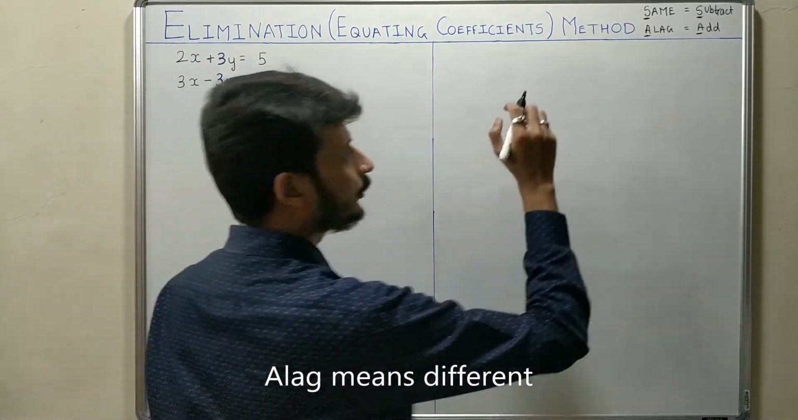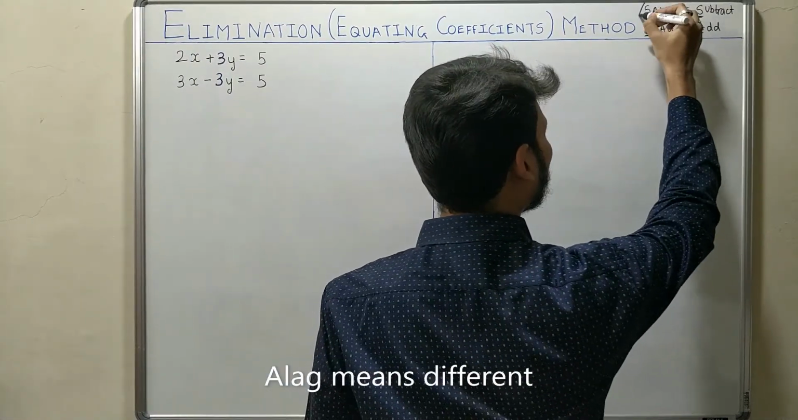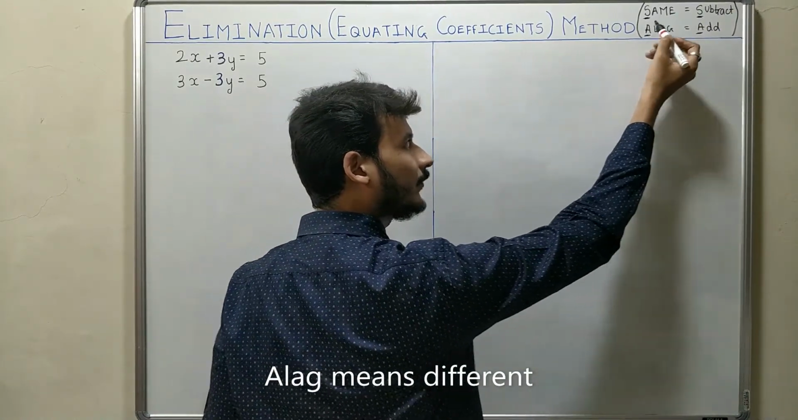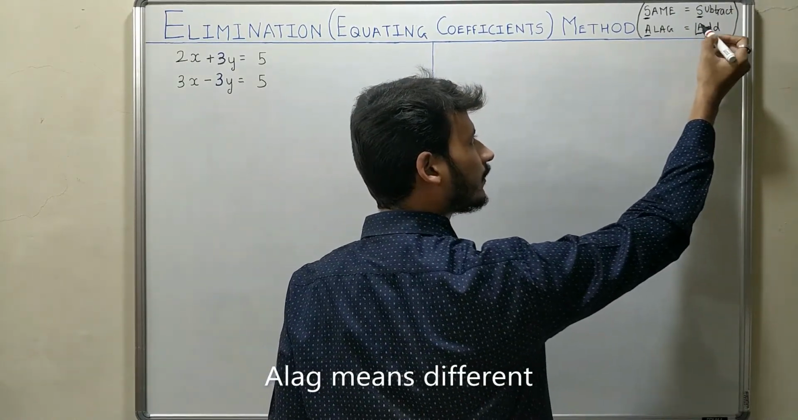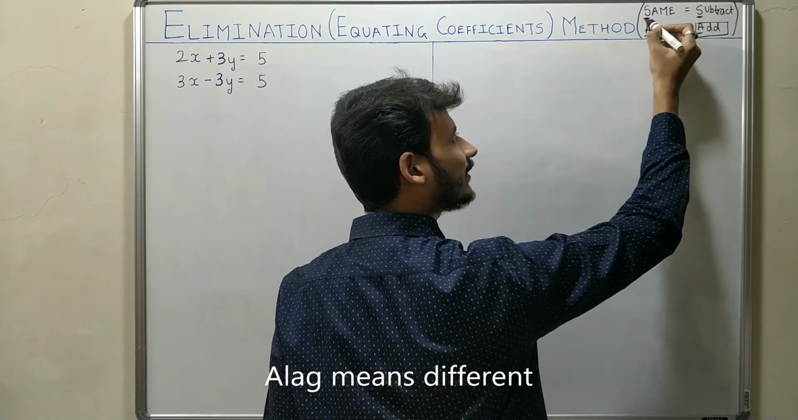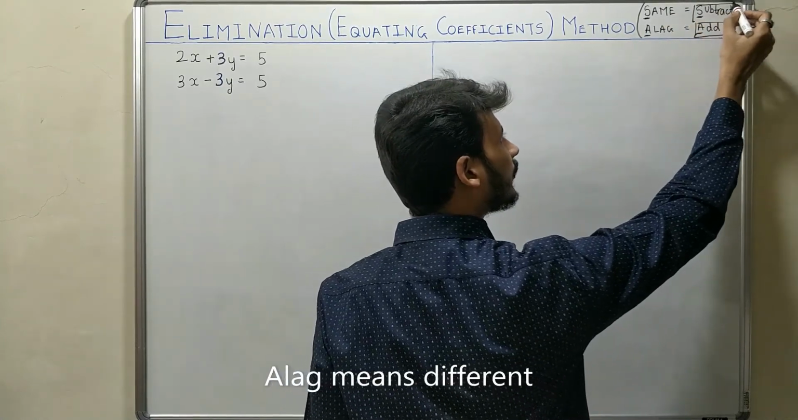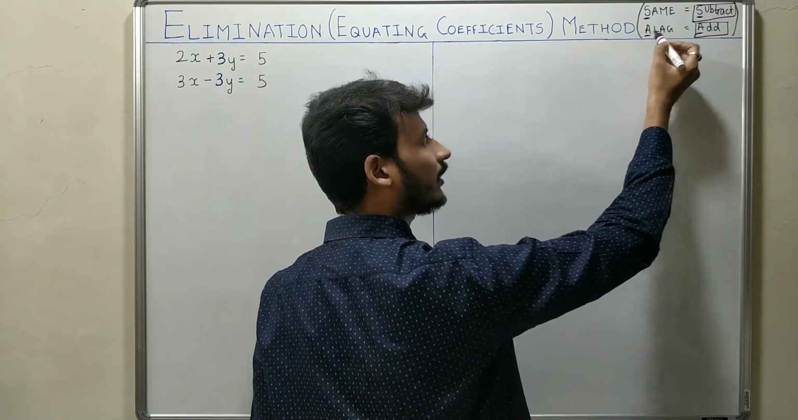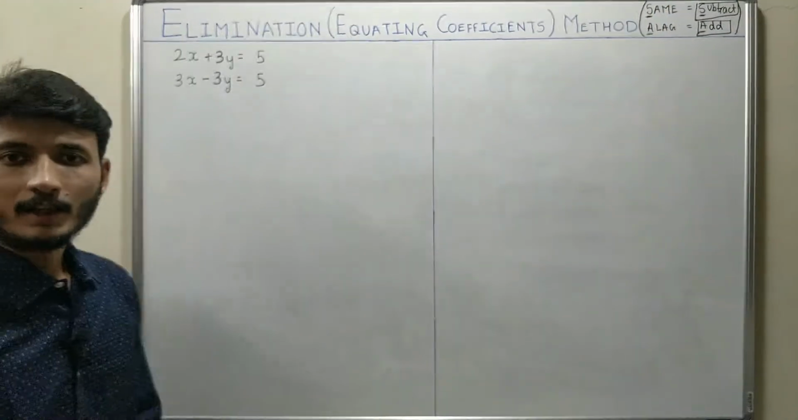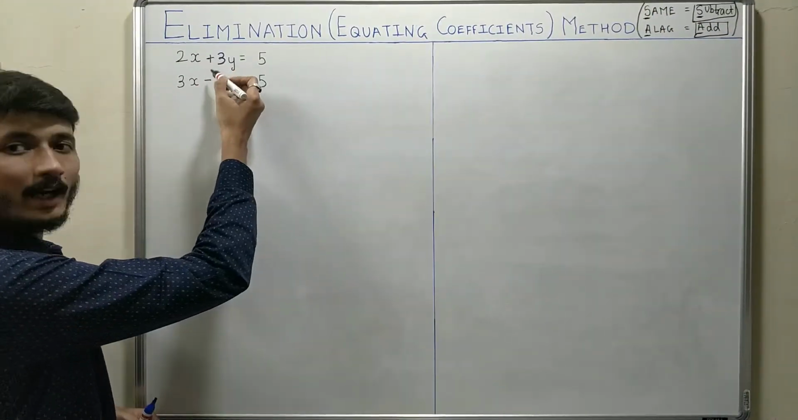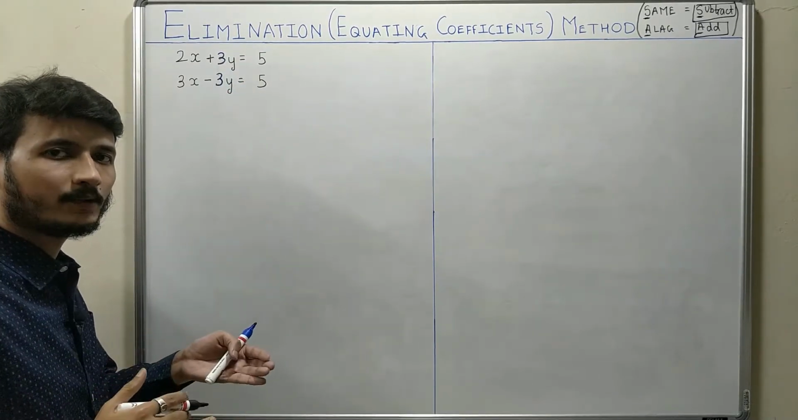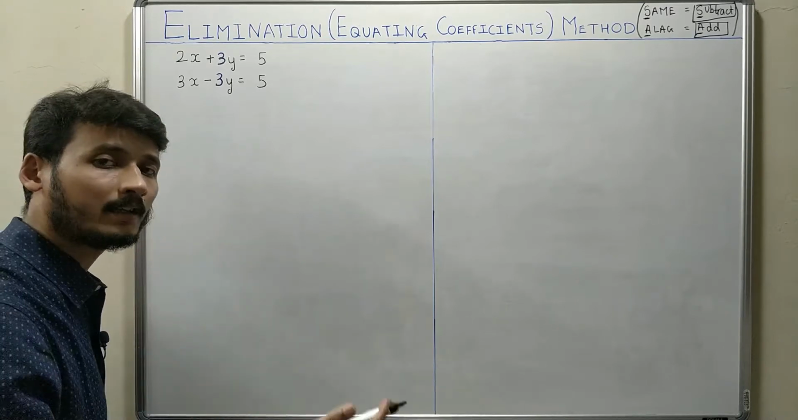You need to remember this trick. If the signs are alag, then we have to add the equations, and if the signs are same, then we have to subtract the equations. S for same, S for subtract, A for alag, A for add. So here the signs are alag, meaning different signs, one plus and the other minus. So alag means we have to add the equations.